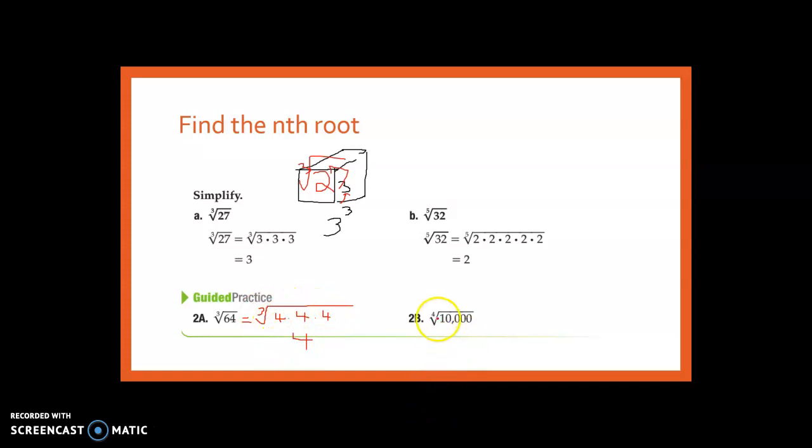Okay. 10,000. If you think of this, essentially I've got to get 4 zeros into this problem. So it's 10 multiplied by itself 4 times: 10 times 10 is 100 times 10 is 1,000 times 10 is 10,000. 1, 2, 3, 4 zeros, and 4 zeros here. So the fourth root of 10,000 is 10.